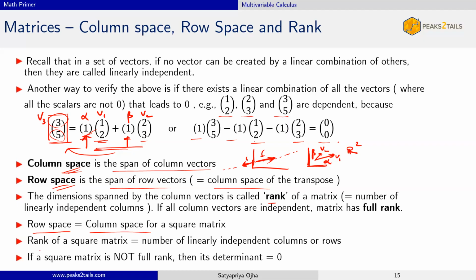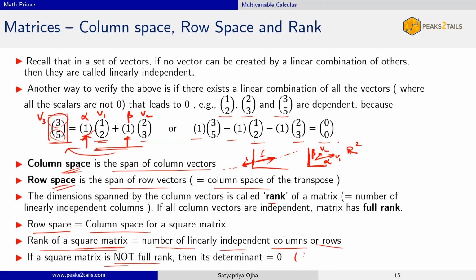So the rank of a square matrix is equal to the number of linearly independent columns or the number of linearly independent rows. Both are the same. It'll give you the same answer. And finally, this is beautiful. If a square matrix is not full rank, that means if you have a 2 by 2 matrix and two vectors are not independent, the determinant would be 0.